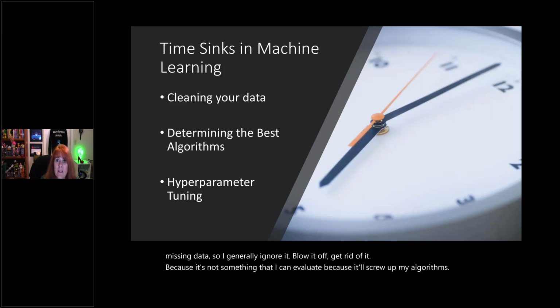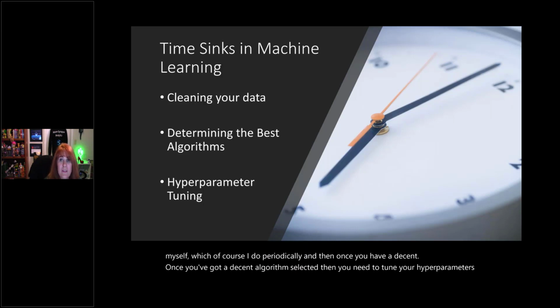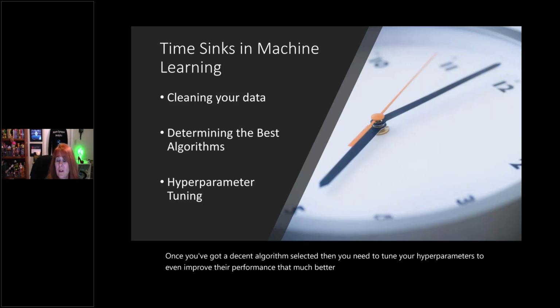Of course, determining the best algorithms, there's tools for that, or I can spend time doing it myself, which of course I do periodically. And then once you've got a decent algorithm selected, you need to tune your hyperparameters to improve the performance even more. So maybe you might want to figure out the best algorithm yourself, and then use a tool like AutoML to pick your hyperparameters, because that's just mindless stuff, and changing those values gets to be really annoying. So it could be something that you do in combination.